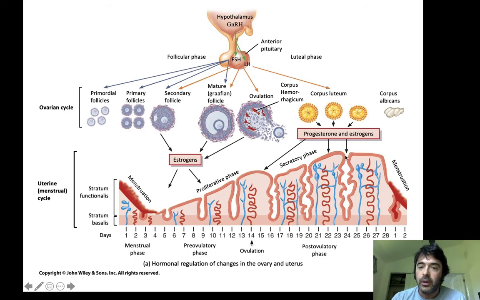Now, if no implantation occurs, right, eventually the corpus luteum will degrade to form the corpus albicans. You get a dramatic drop in progesterone and estrogen. With no progesterone and estrogen, these blood vessels essentially vasoconstrict. No blood is getting to the endometrial lining in the functional layer, so that endometrial lining dies off and sloughs off that endometrial tissue in the process of menstruation.